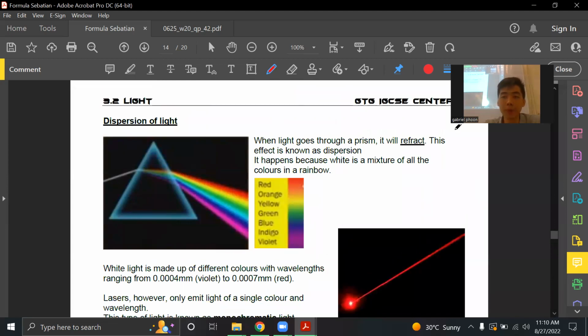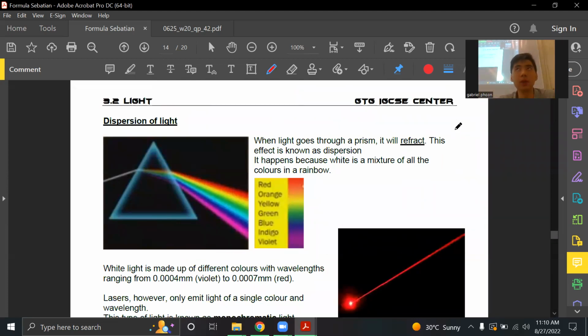The final part for this chapter, before we move on next week to electromagnetic waves, guys, is essentially the dispersion of light. Now, dispersion of light is essentially why rainbows are formed. Guys, did you know that white light, which is from the sun, can form rainbows? It is because it contains 7 different wavelengths and 7 different frequencies in the wave.